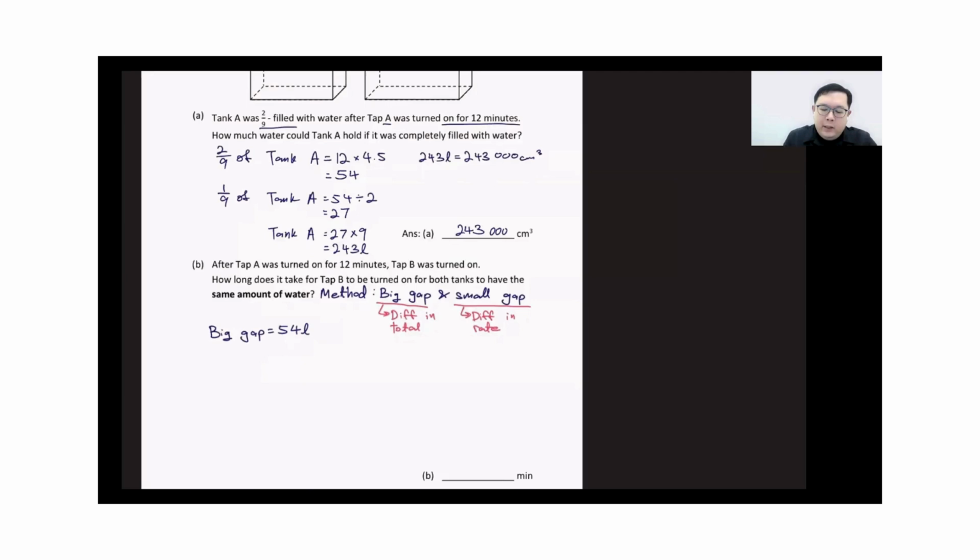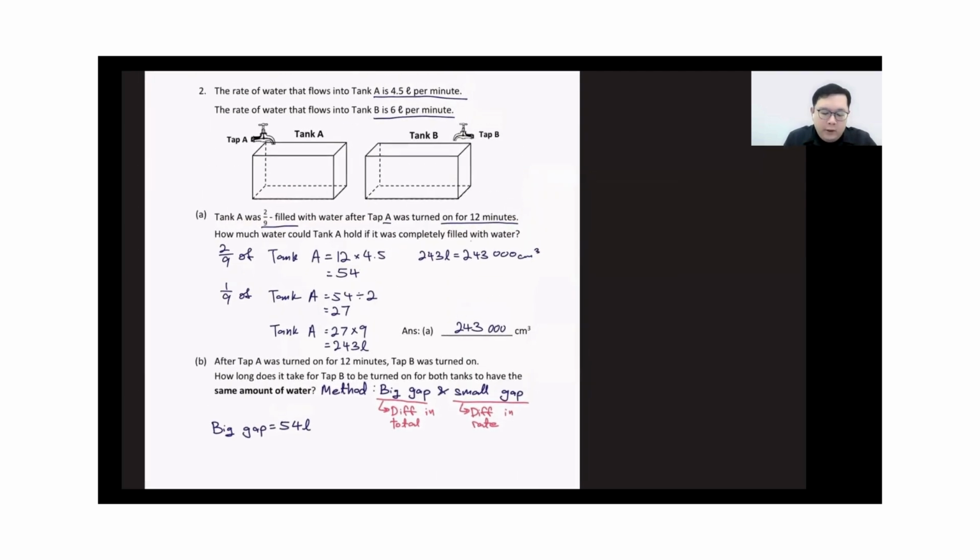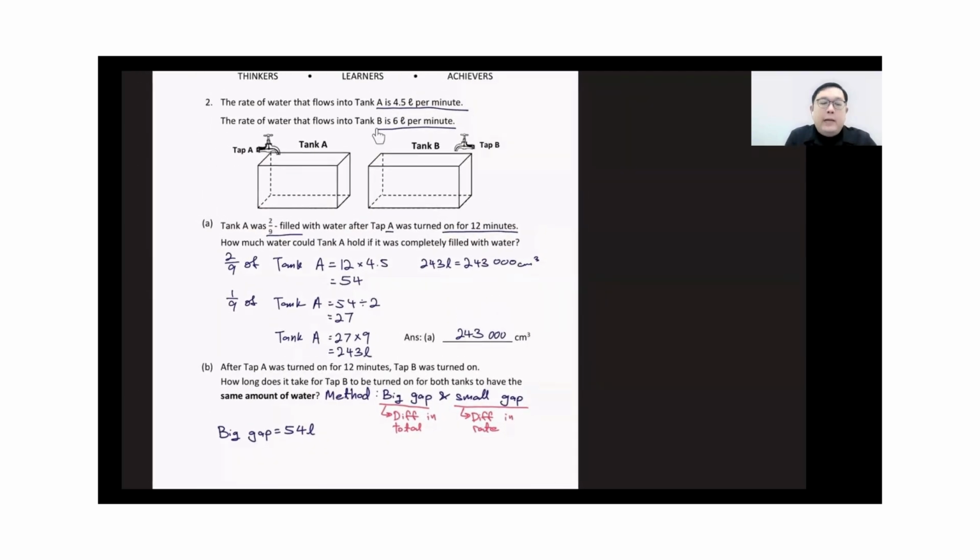However, based on the information given to us, we know that tab B is faster. How much faster? That will be our small gap. We also need it to be faster. If not, it will never catch up.